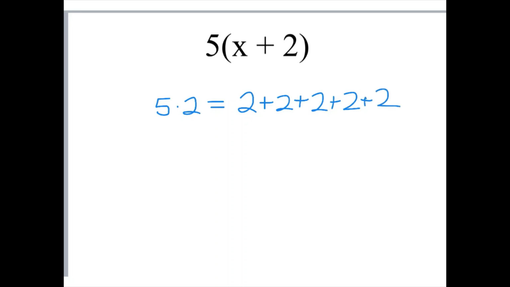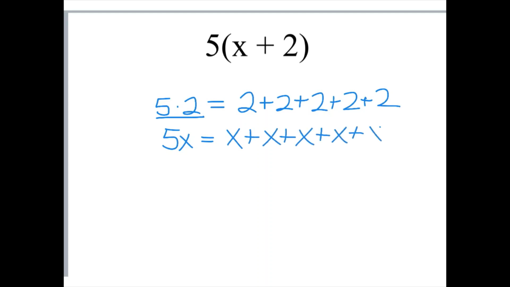So why do we write 5 times 2? Well, because it takes less space. It's easier. Same thing with this, 5x. You notice I don't put a little dot there between them because I don't have to. Any number times a letter multiplied is just going to be written just like that. But that's 5 x's, so x plus x plus x plus x plus x.